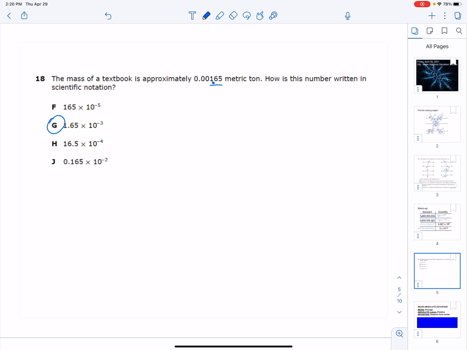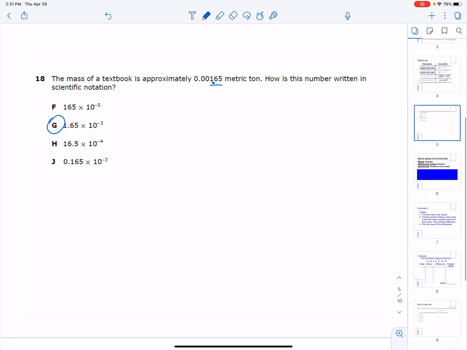Now, the reason why we're going over scientific notation is scientific notation was not on this last test. The last time STAAR gave the STAAR test, there was no scientific notation on it. So that means this year, there's more than likely going to be scientific notation. So we've got to make sure that we understand that.